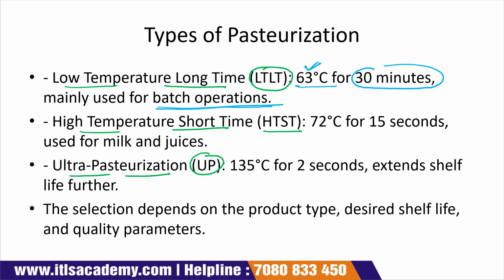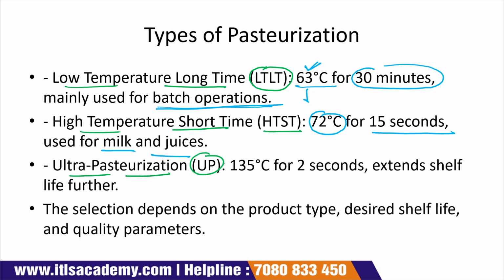Next is high temperature short time, that is HTST. In this process, we apply a higher temperature than before. In HTST, you can apply 72 degrees Celsius for 15 seconds. And this can be used for the pasteurization of milk and juices.